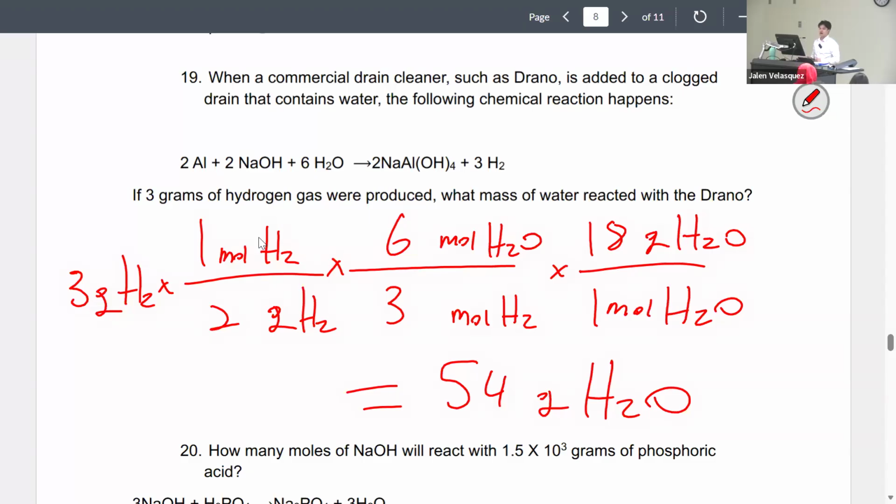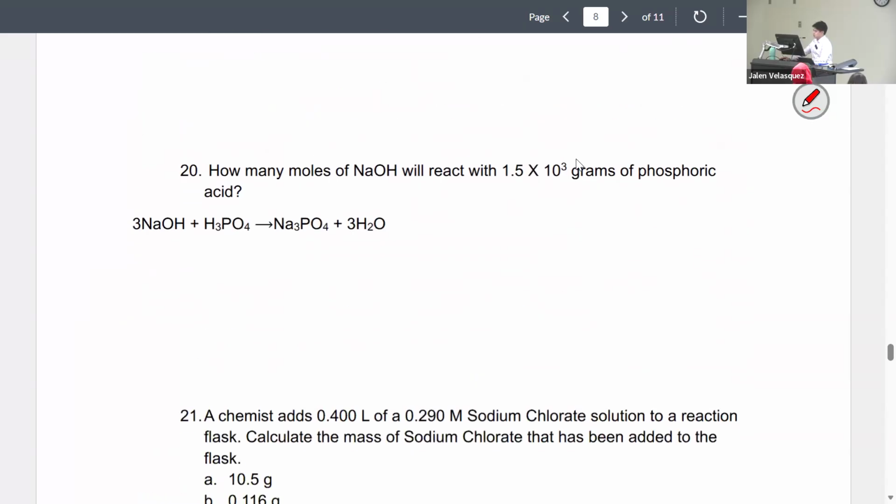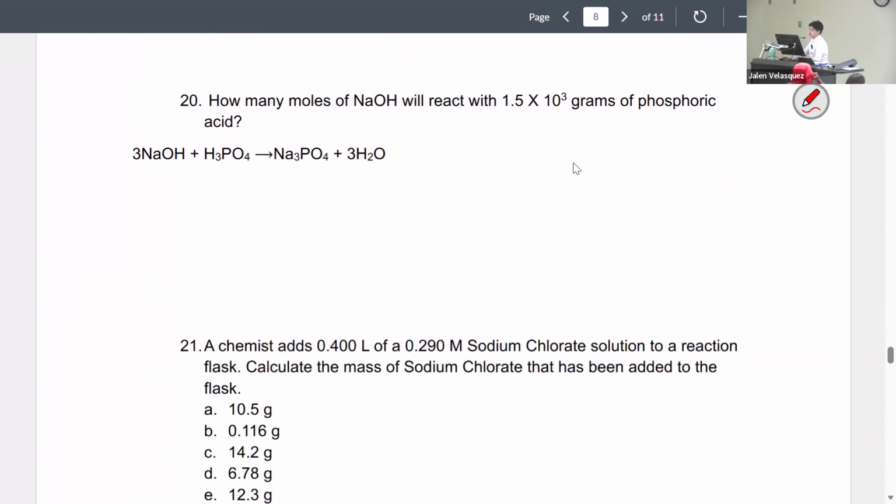All right, are we good on 19? Does that make sense? Can I erase that? All right, take a moment to work on 20. How many moles of sodium hydroxide will react with 1.5 times 10 to the 3 grams of phosphoric acid?